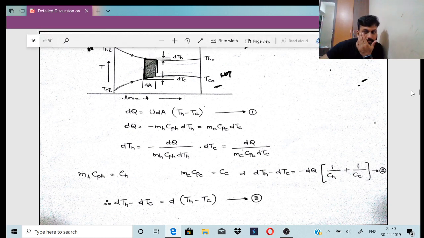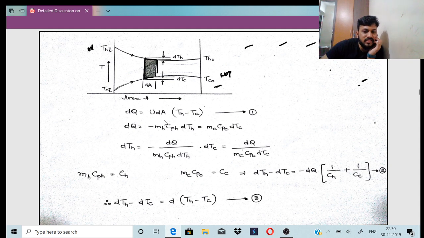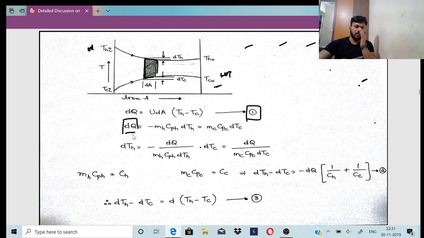Now, cool. Now, the next one. Okay, this one I got. This is my first equation. Now what is next? I want to take this equation in terms of hot fluid and cold fluid. This dq equation, again I take in the terms of hot fluid and cold fluid.